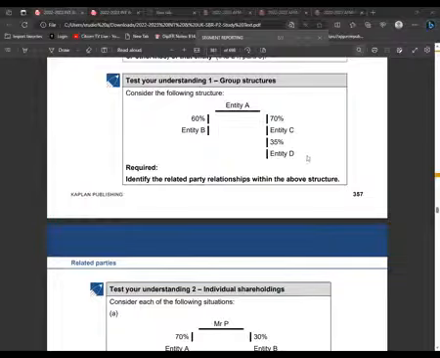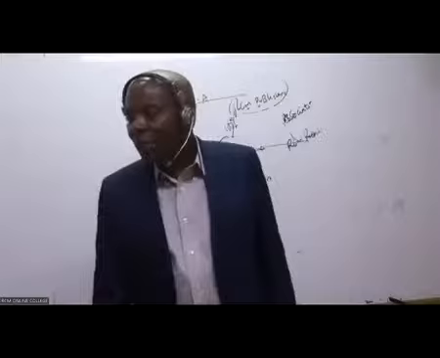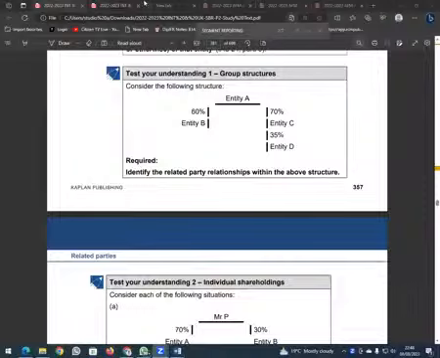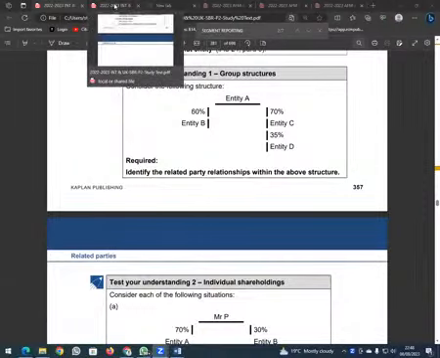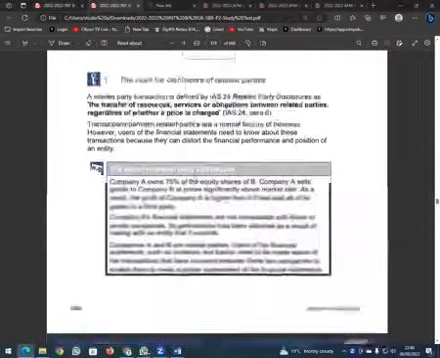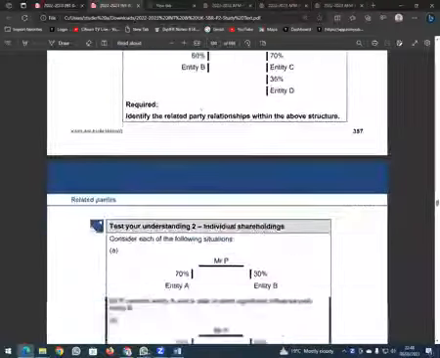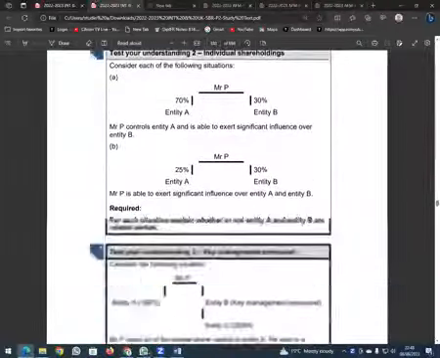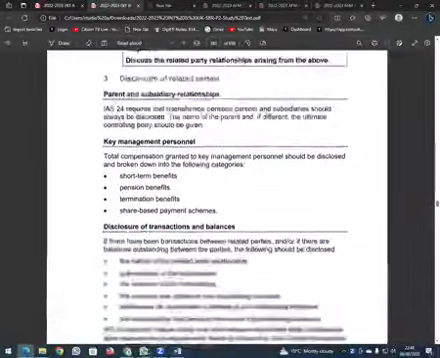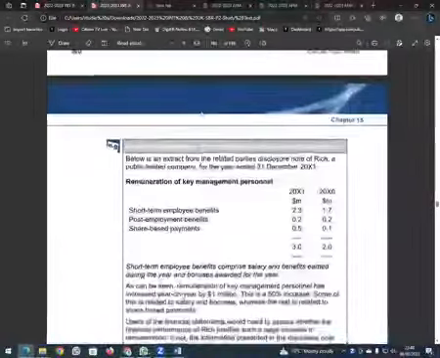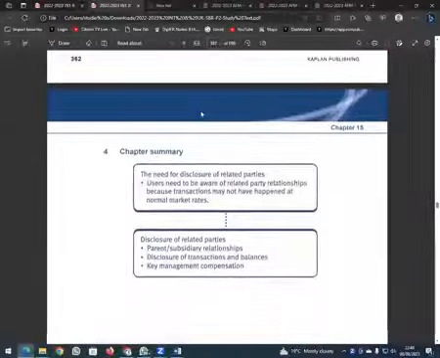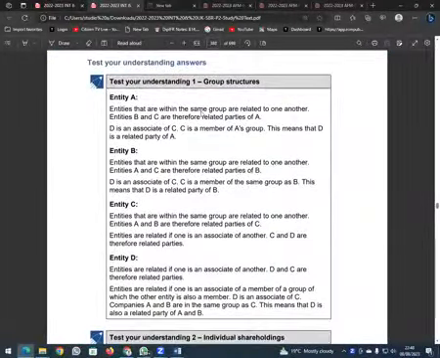All right. So D. If you look at the answer here, ladies and gentlemen, you'll be able to understand what I'm talking about. And the related parties, test your understanding one, like entity A. Entities that are within the same group are related to one another.